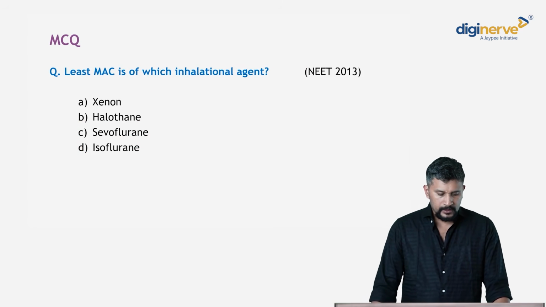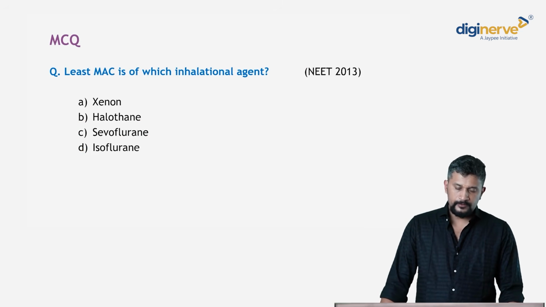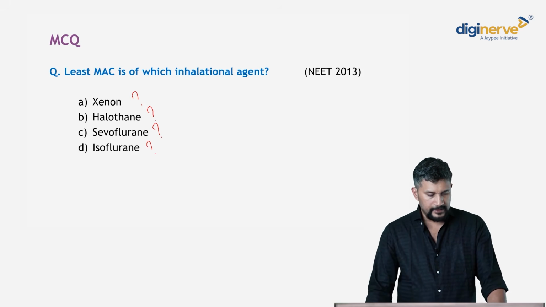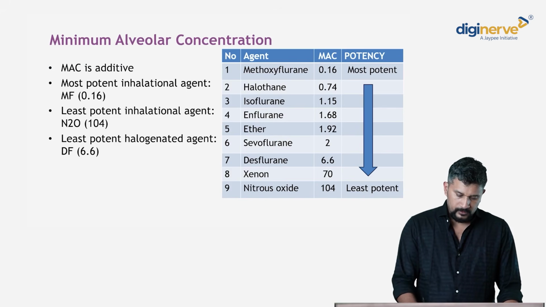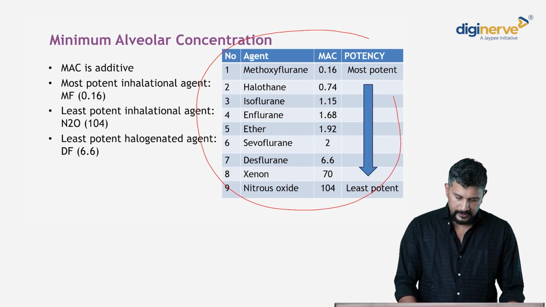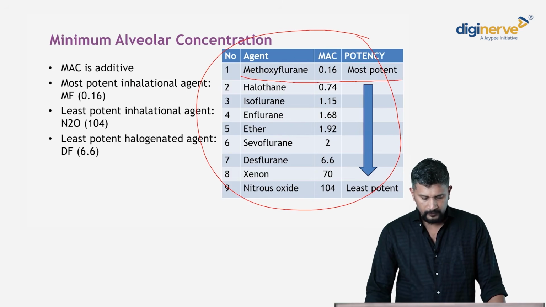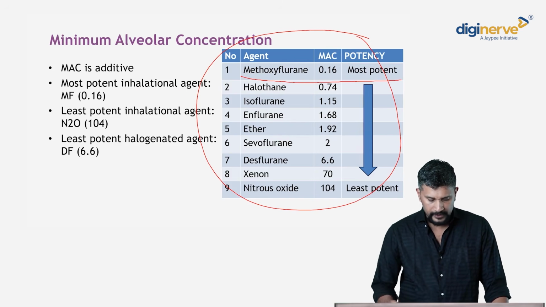The next question, the least MAC value is of which inhalational agent? Is it A, xenon? Is it B, halothane? Is it C, sevoflurane? Or is it D, isoflurane? So please do remember these numbers. We can see here methoxyflurane is with a MAC value of 0.16. It is the most potent.